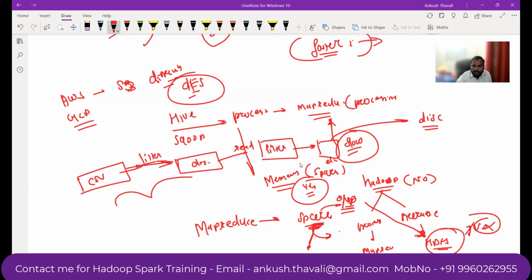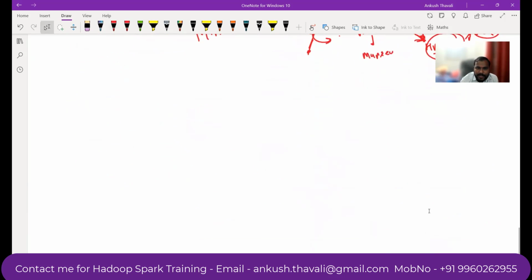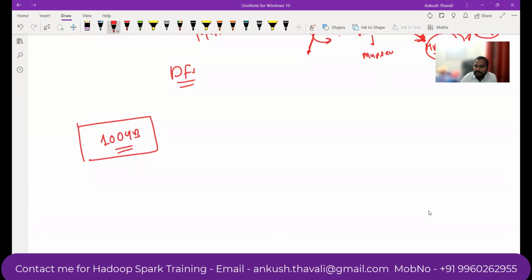I'll just take a very small example of a distributed file system. Let's say you are storing your file of size 100 GB. This is my 100 GB file. You know what will happen when it gets stored to the Hadoop cluster? Hadoop cluster means, what is a cluster first of all?